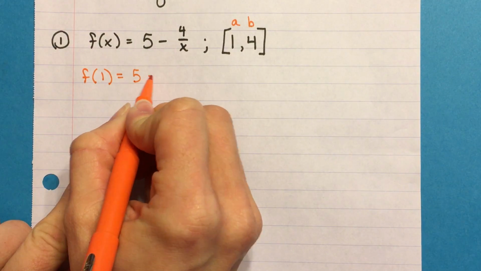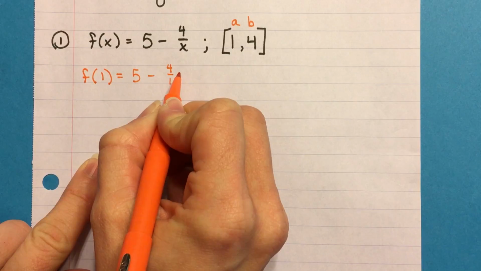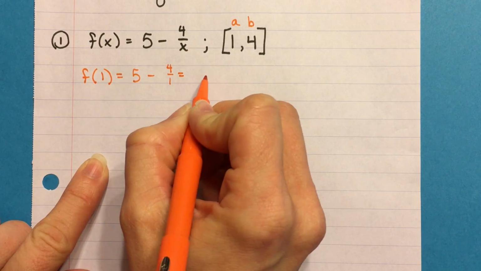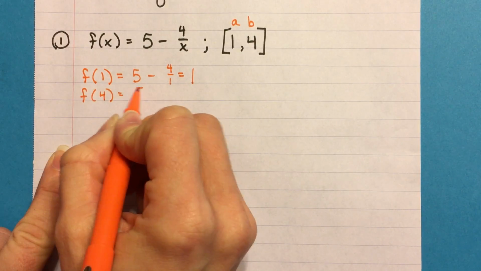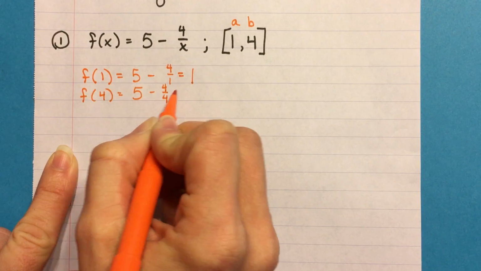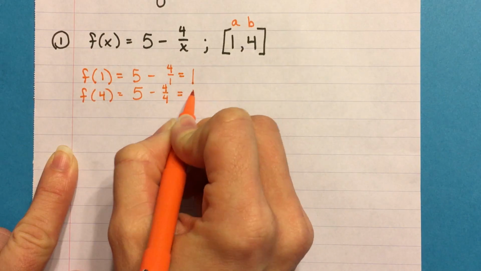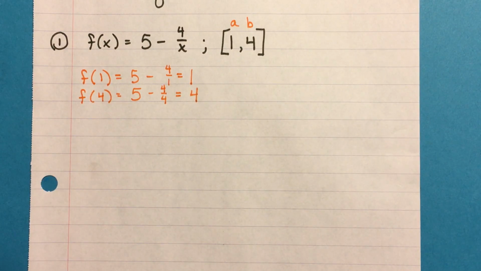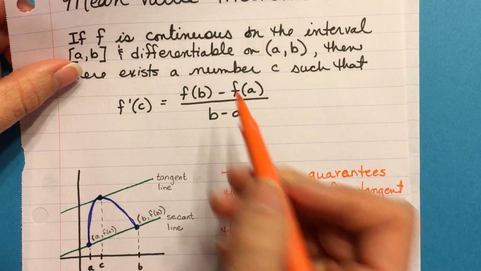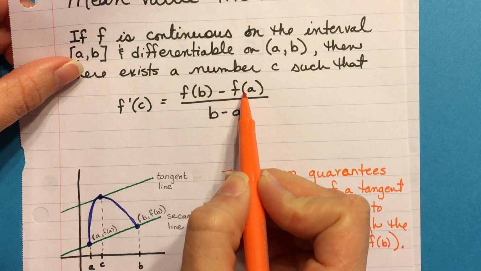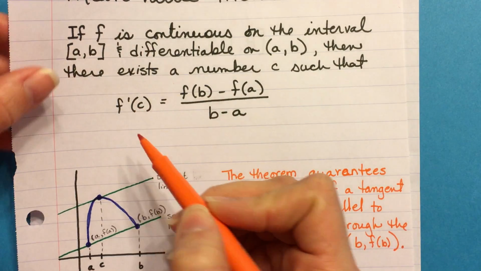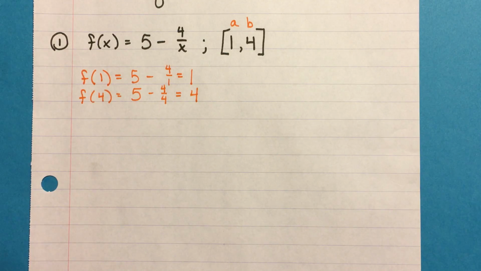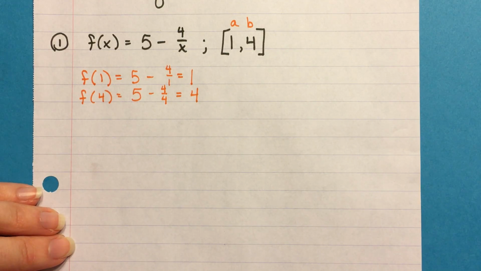So that would be 5 minus 4 over 1. So that'll just give us 1. And then f of 4, so that would be 5 minus 4 over 4. So that will give us a value of 4. All right, so we'll need those two numbers to take care of what we need here in the numerator. Now, I'm setting this equal to the derivative. So next thing I'm going to do is find the derivative.